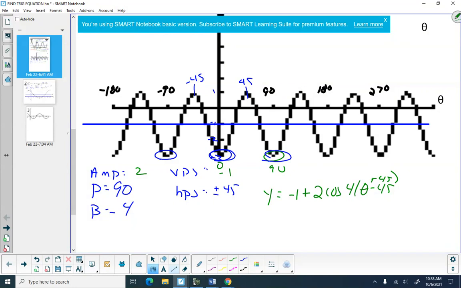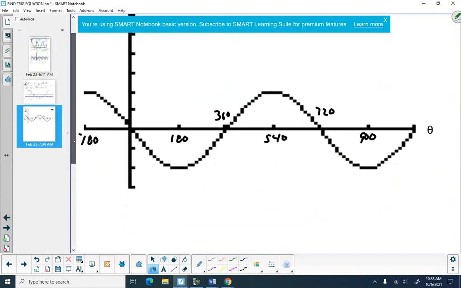Did anybody use -90 and 90, the valleys? If you did, y equals -1 minus 2 cosine 4 theta minus 90. That is fine also. If you wanted to continue to go, that's 45, this would be 22.5. That would be fine also, and use a positive sine curve.